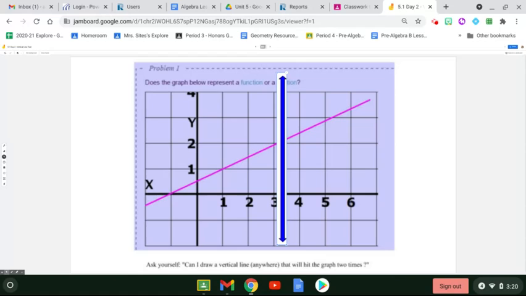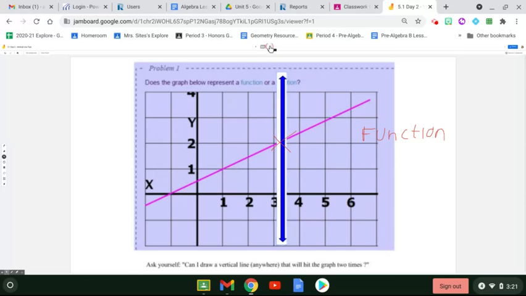And if your graph only hits one place with the vertical line, then it passes the vertical line test. If it passes the vertical line test, then your graph is considered a function. So we're going to write that down: function. How you're going to draw that in your notes is just draw a vertical line anywhere on your graph, a line that goes up and down, just like I have right now, and then draw an X to show that it hits only one place. So again, with that vertical line test, I have intersected this line at only one point.